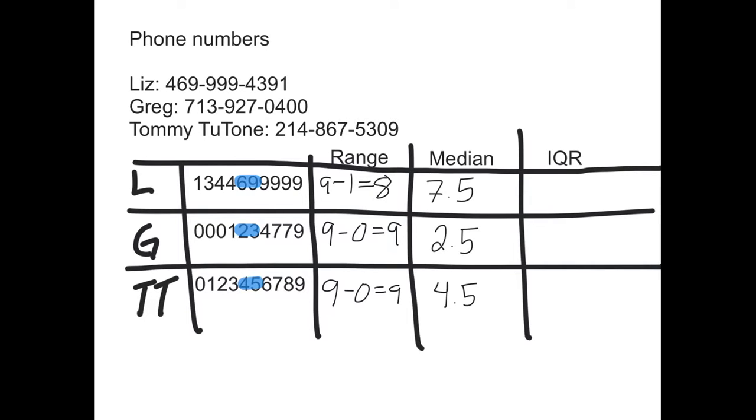Let's take a look at the medians. To find the median, we just average the 2 central numbers together. And all of our medians are different in this case. Let's go find those quartiles.